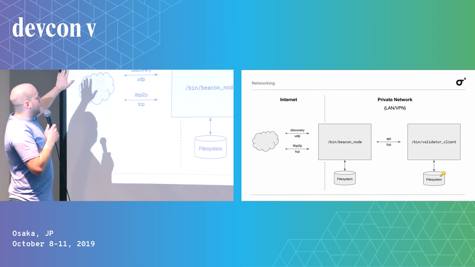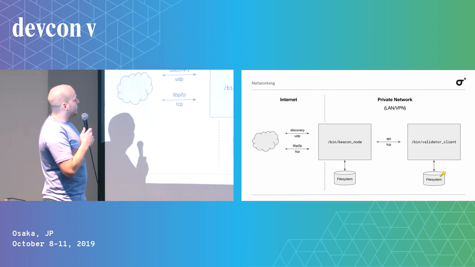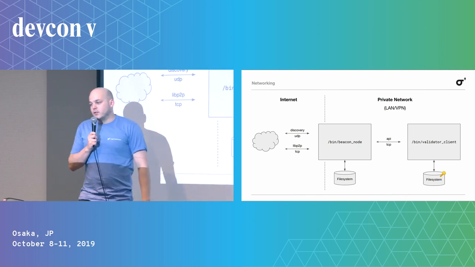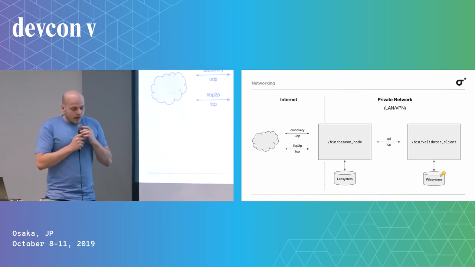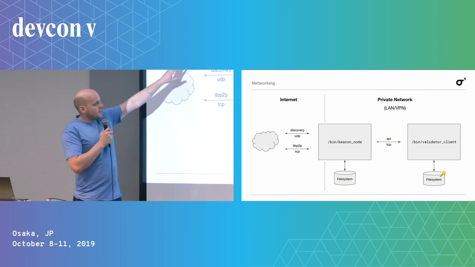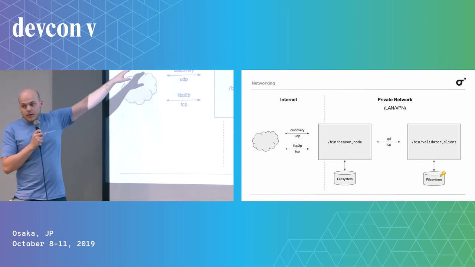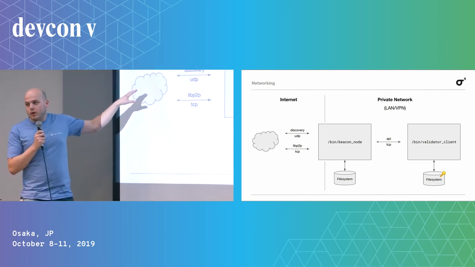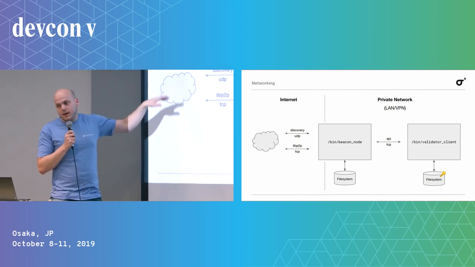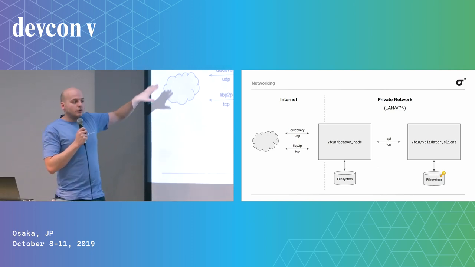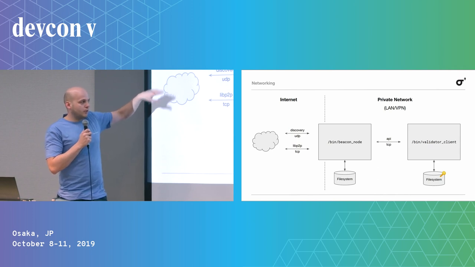In terms of networks, we have the internet over here, which is the untrusted zone. This is where we have anybody on the internet. We're connecting to peers via Discovery v5 using UDP, and then we're talking to those nodes using libp2p, generally over TCP. So this is where people can start to do denial of service attacks, and this is where we need to be cautious.